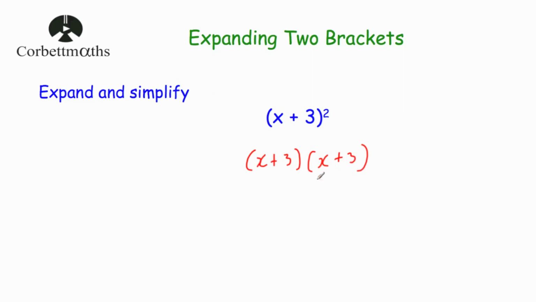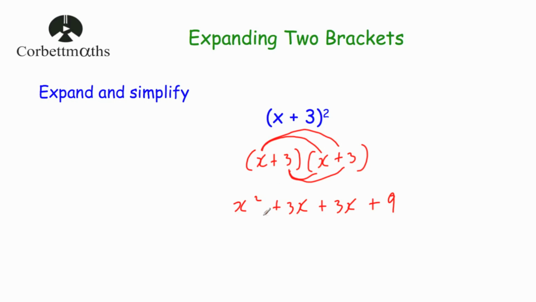So we're going to multiply both of these terms by x, we're going to multiply both of these terms by 3, and then we'll collect any like terms. So x times x is x squared. Then we've got x times 3, well, x times 3 is 3x, so plus 3x. So we've multiplied both of these terms by x, now we need to multiply both of these terms by 3. So 3 times x is plus 3x, and finally, 3 times 3 would be 9, so plus 9.